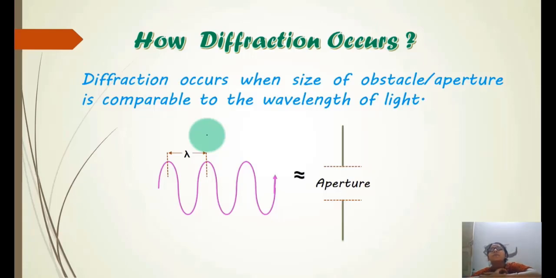As we know, in our visible region, the wavelength of light is approximately 300 to 700 nanometers. That means if an obstacle or aperture has approximately a size in this range, then the diffraction phenomenon will occur and you will see the diffraction pattern. That means light in the region where there should be no light, that is the geometrical shadow region. So there will be some intensity of light in the dark region also.